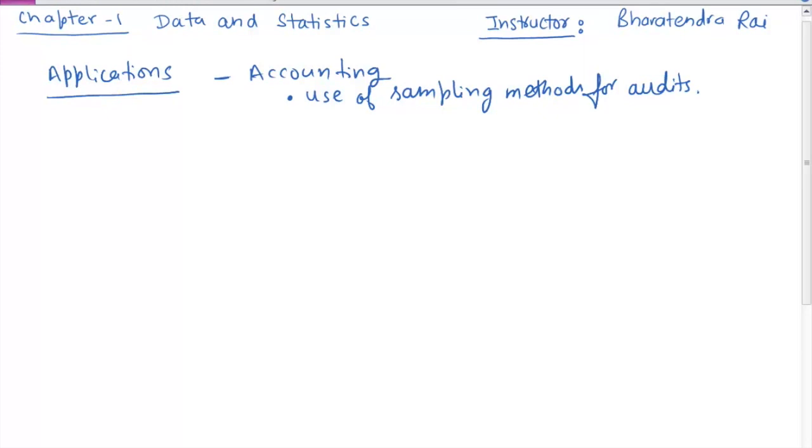Now one example of application of statistics in accounting is use of sampling methods for audit. So as you know, when auditors come and they have so many things to go into and they have limited time, obviously they cannot go into each and every detail, so they go for sampling and they make use of scientific sampling methods based on statistical background and make use of them in doing effective audits.